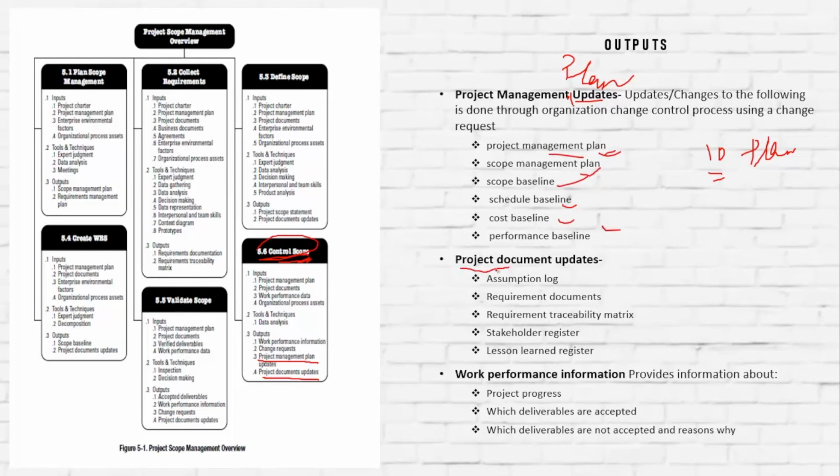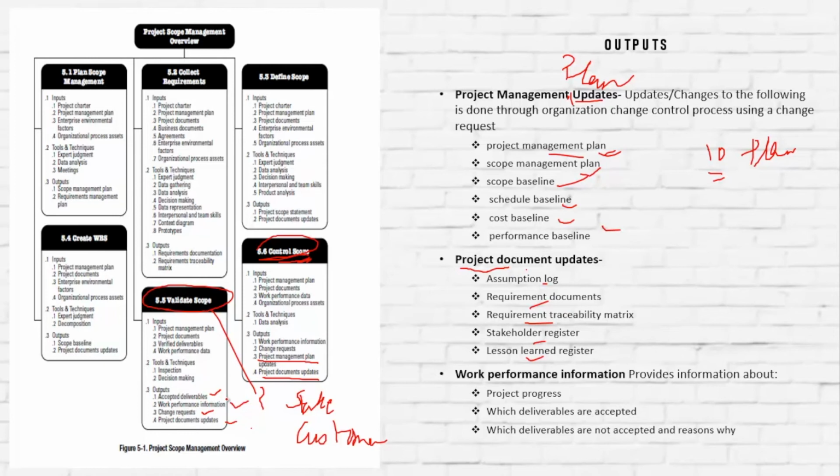Next is project documents updates. Just like we update the plan, we also update the documents. What are the documents? Assumption logs, requirements documentation, requirements traceability matrix, stakeholder register, and lessons learned register. Validating scope will be done by the stakeholder or the customer. When we validate the scope, what outputs do we get? We get the accepted deliverables, the work performance information, like what work has been performed, the change requests, and the project documents updates. We already dealt with project documents updates, so let's deal with the other three.